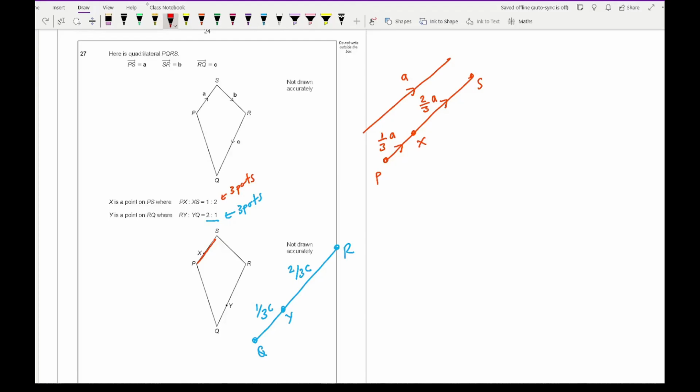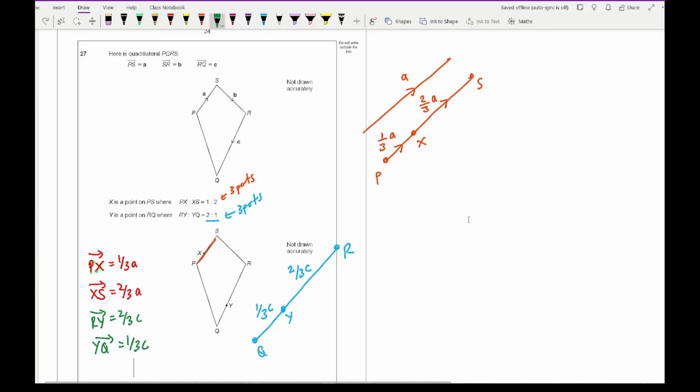So this from P to X, I can even write it down. So P to X, different colour, is equal to 1/3 A. X to S is 2/3 of A, and then R to Y is going to be 2/3 C, and Y to Q is 1/3 of C.